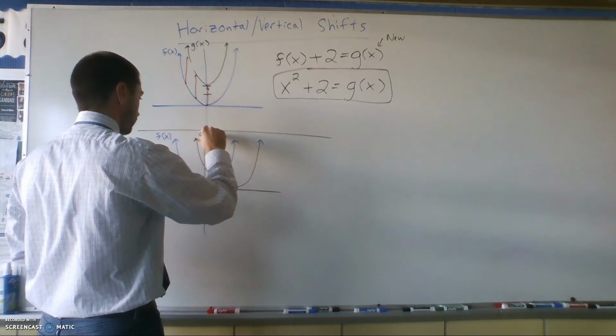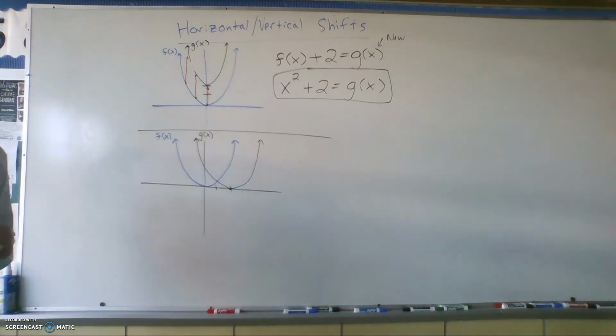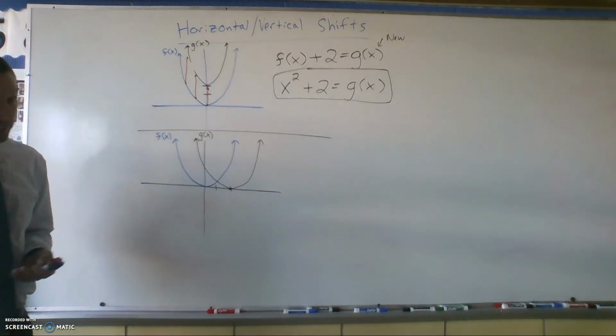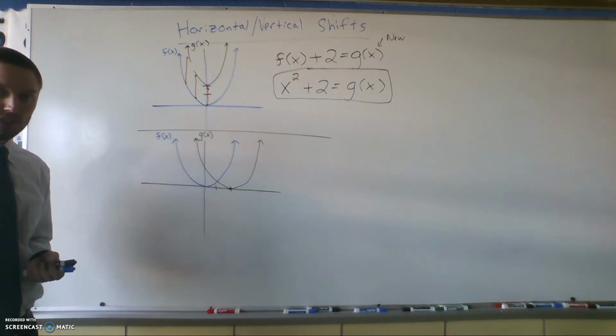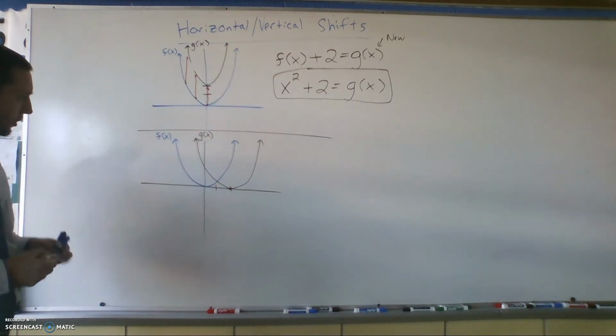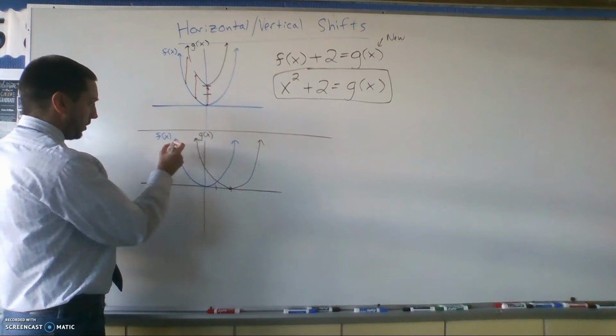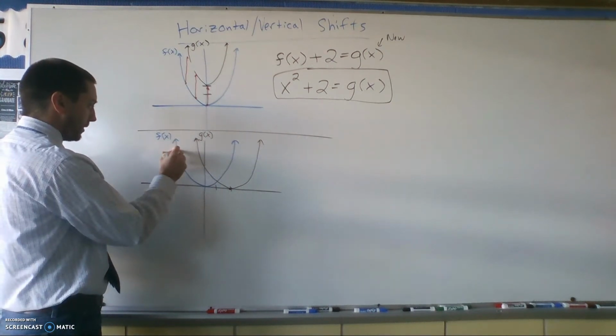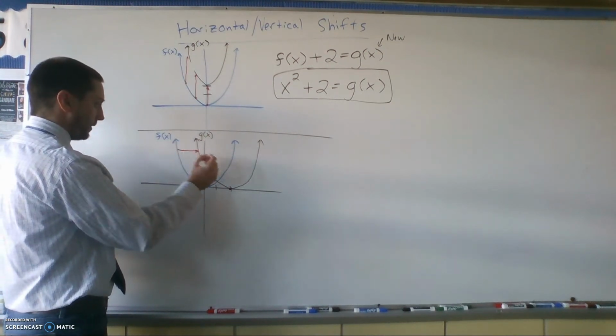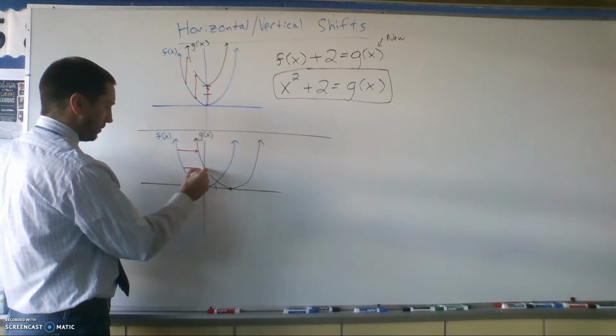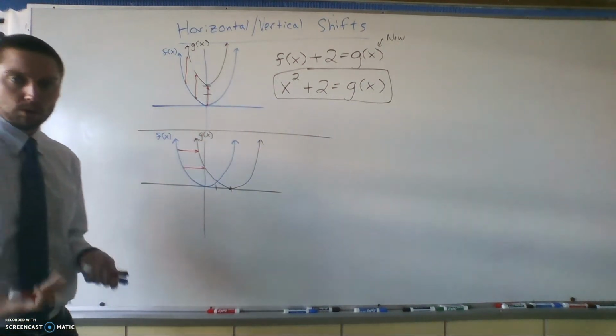So this new graph, this is g of x. Okay? So ultimately, I want to see if I can come up with an equation for g of x. So what did I do here? So I took all of these values and I moved them to the right 2 units.